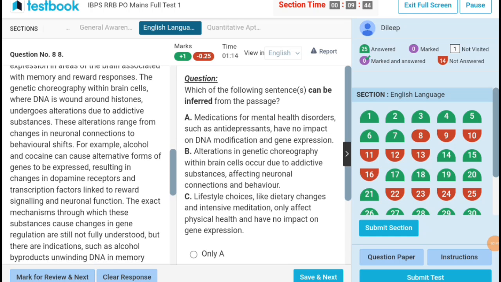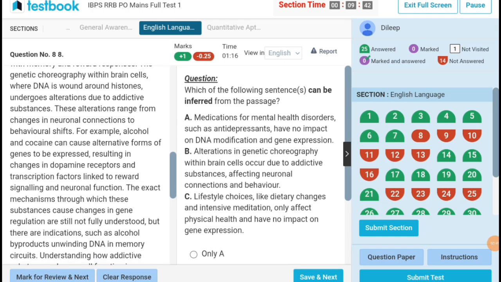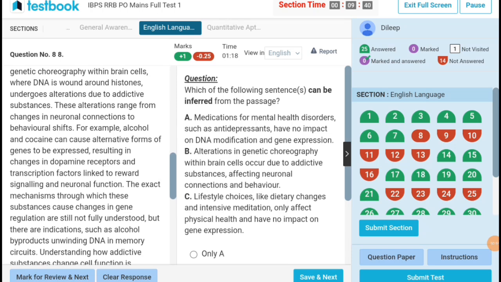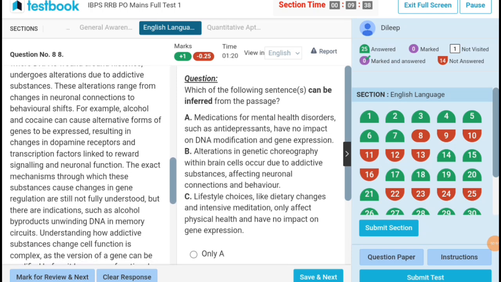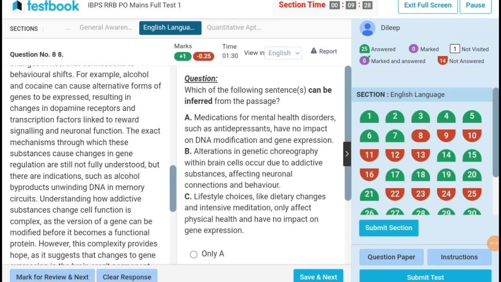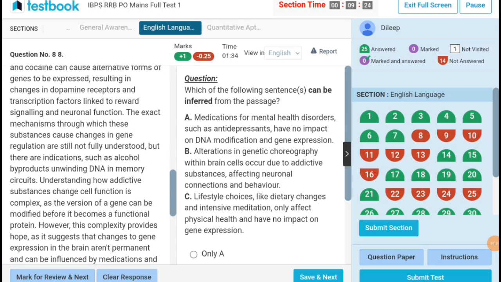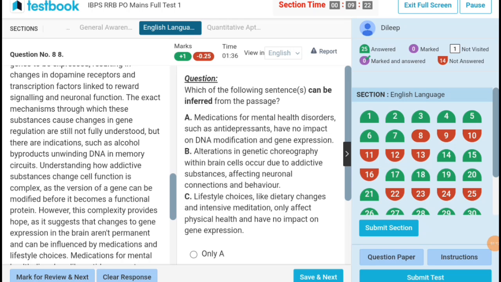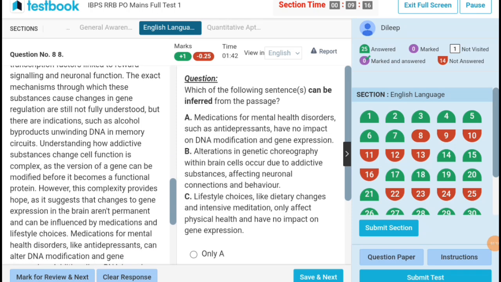The genetic choreography within brain cells, where DNA is wound around histones, undergoes alterations due to addictive substances. These alterations range from changes in neuronal connections to behavioral shifts. For example, alcohol and cocaine can cause alternative forms of genes to be expressed, resulting in changes in dopamine receptors and transcription factors linked to reward signaling and neuronal function.